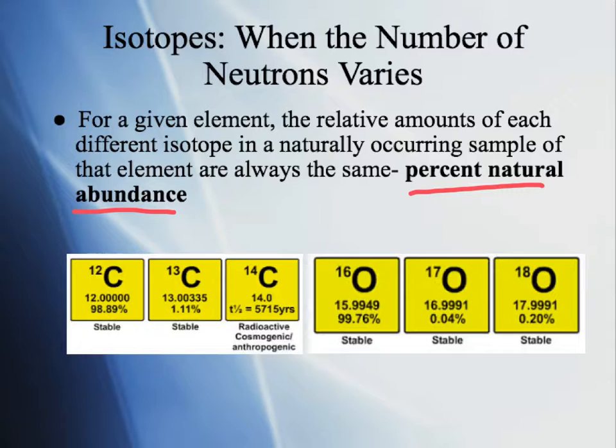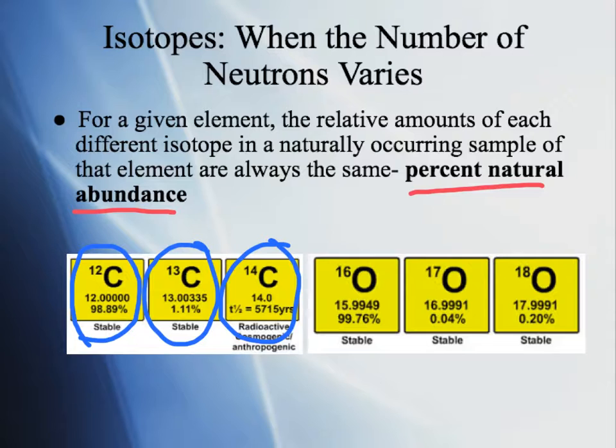So for example, with carbon, all carbon samples have 98.89% of the carbon-12 isotope. Only about 1% is of the carbon-13 isotope. And then even less than that would be the carbon-14 isotope, which is actually radioactive, so the amount of carbon-14 will decrease over time. That's no matter what. That's what we call the percent natural abundance. Whether we take carbon from anywhere in the world, if we analyze it, 98% of those atoms will be carbon-12, about 1% will be carbon-13, and even less of that would be carbon-14.